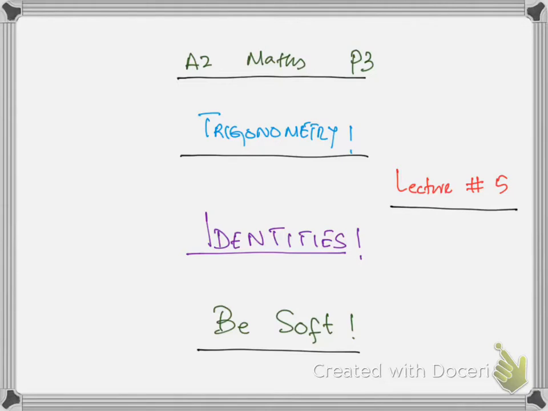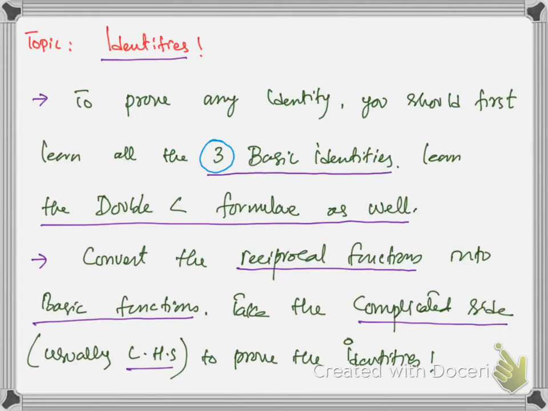Trigonometry lecture number 5. Identities. Before starting this lecture, this is the advice for this lecture and for this class. To prove identities, you need to follow these steps.